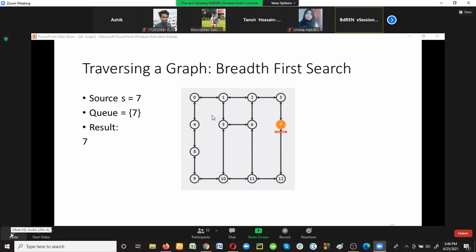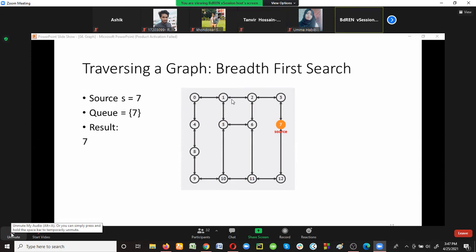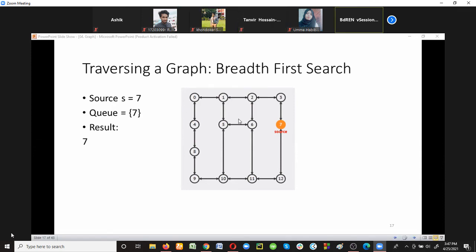Undirected. Yes, actually, in one sense, we can consider this as undirected. Why? Because look at the directions, both sides. All the directions are bidirectional. So this is actually bidirectional. We can apply the same method that we used in the undirected graph because the result will be the same.